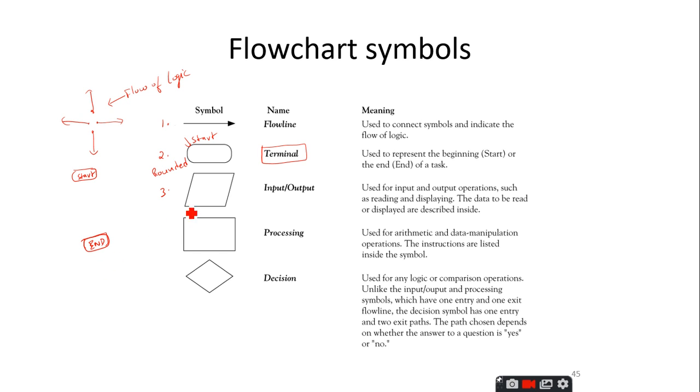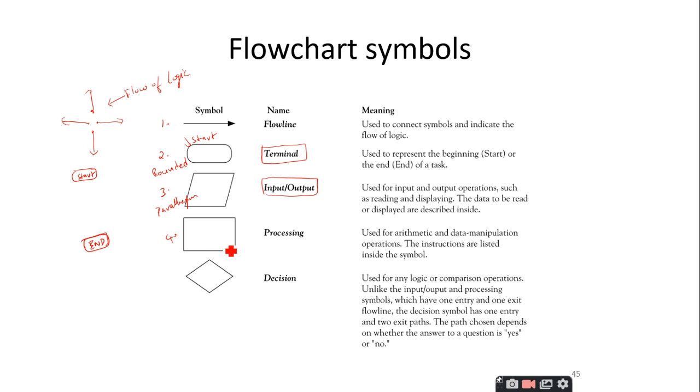And the third symbol that we are going to discuss is the rhombus. No, this is not a rhombus, this is a parallelogram, right? This symbol represents input and output. So whenever the algorithm requires some input or is going to give some output, those input and output operations, the reading and displaying operations, are represented using this particular symbol.